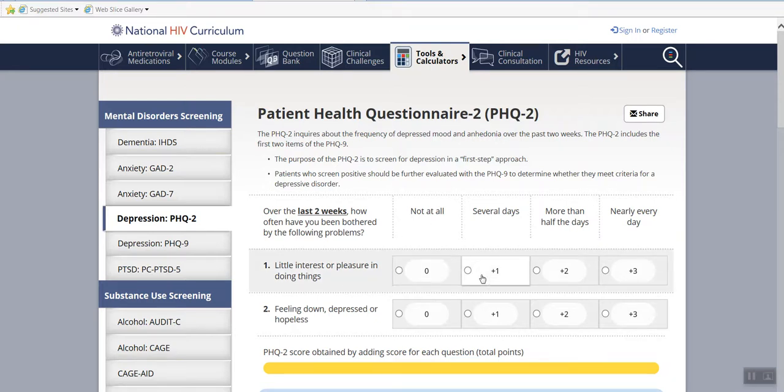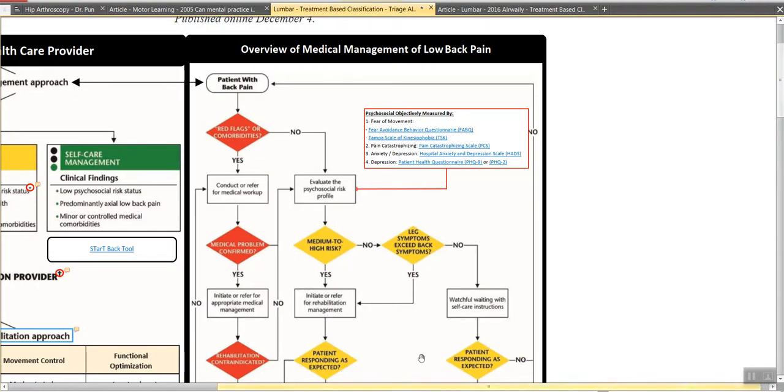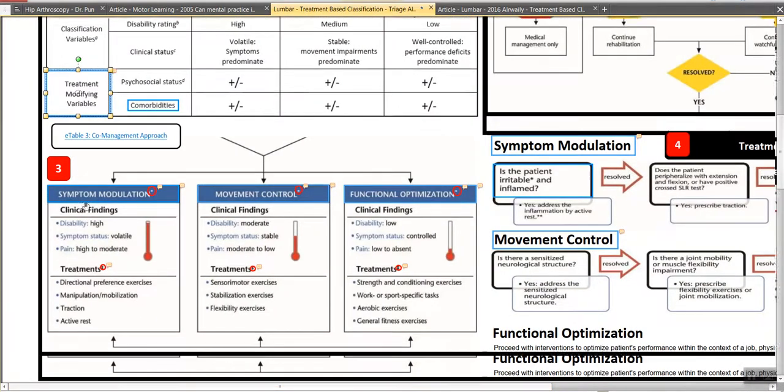Little interest or pleasure doing things. Say they say yes, okay. Say they say 1, okay, 3 points, positive. And then you would continue with the distressed protocol and algorithmic decision tree that is built into our clinic workflow or wherever you're working beyond the residency. Okay, and then you have the FABQ, Tampa kinesiophobia. Again, the psychosocial components can be broken down into 4 categories: fear of movement, pain catastrophizing, anxiety, or simply depression.